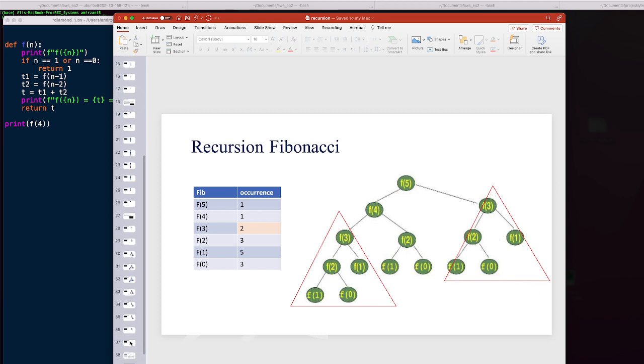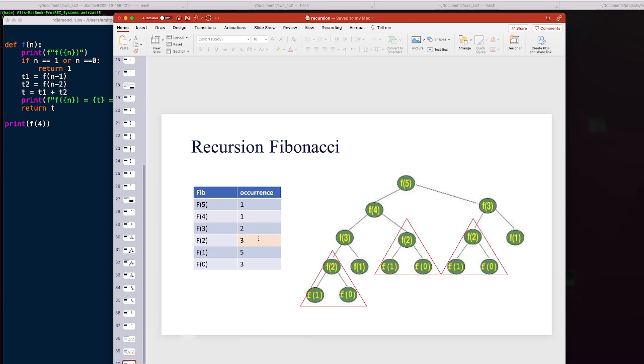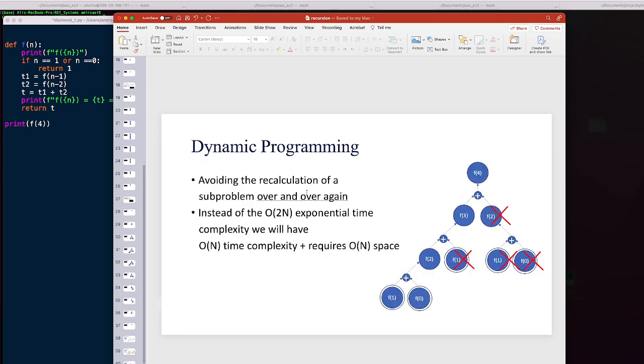Or the same for Fibonacci of 2. How many times does it happen? 3 times. You see these triangles here? 1 time, 2 times, 3 times. So there are 2 extra computations here that we didn't need to do. That is exactly the issue with recursion functions, because we do some recalculations. That's where dynamic programming comes into the picture, to cover this problem of recursion functions. When there is some recalculation, we just don't want to do it.